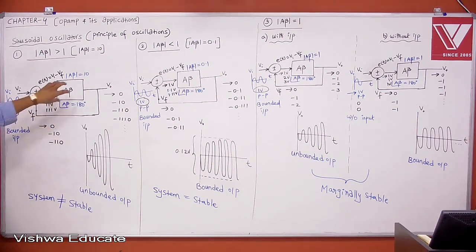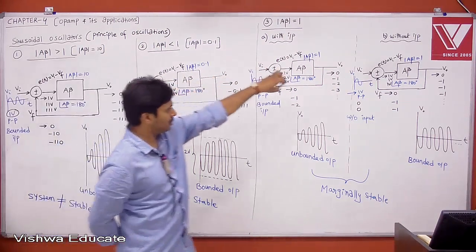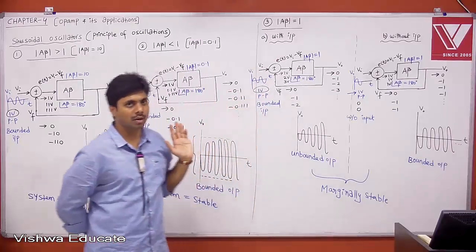You can imagine that this is loop gain or G of S. This is G of S, G of S with unity gain feedback system. Okay.